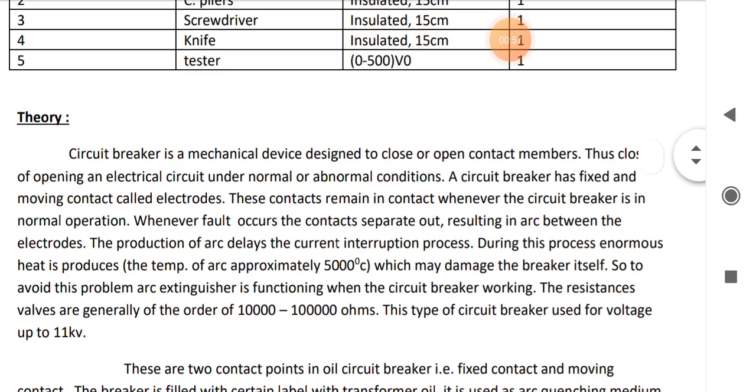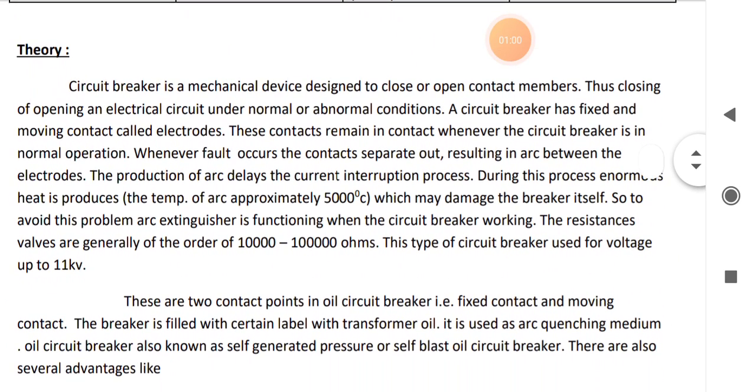Circuit breaker is a mechanical device designed to close or open contact members, thus closing or opening an electric circuit under normal or abnormal condition. A circuit breaker has fixed and moving contact called electrodes. So you have to remember that the moving contact and a fixed contact are there, and those are called electrodes. This contact remains in contact whenever the circuit breaker is in normal operation.